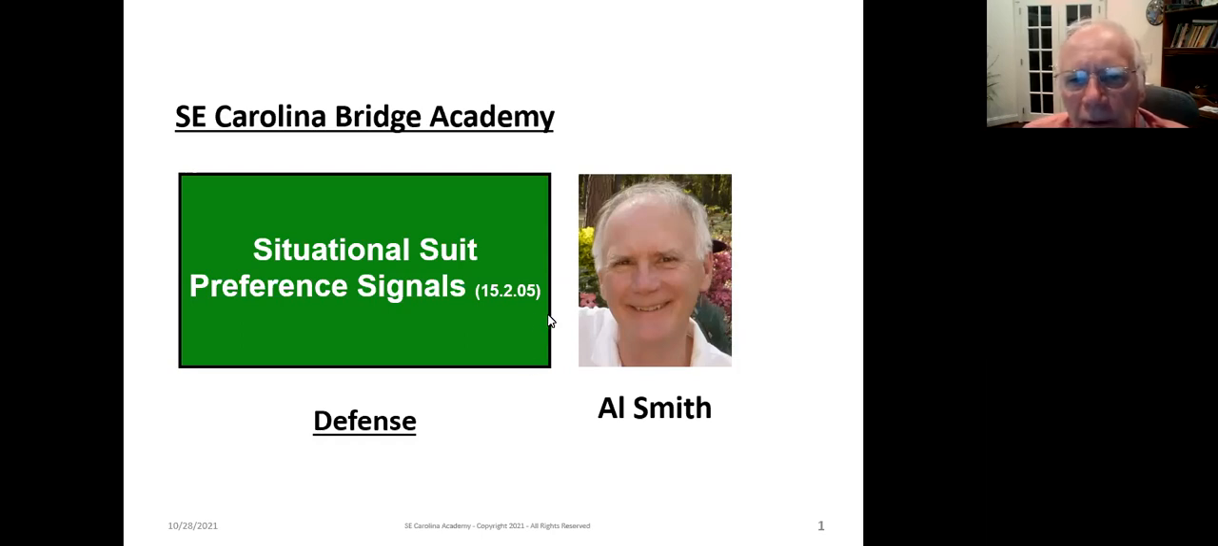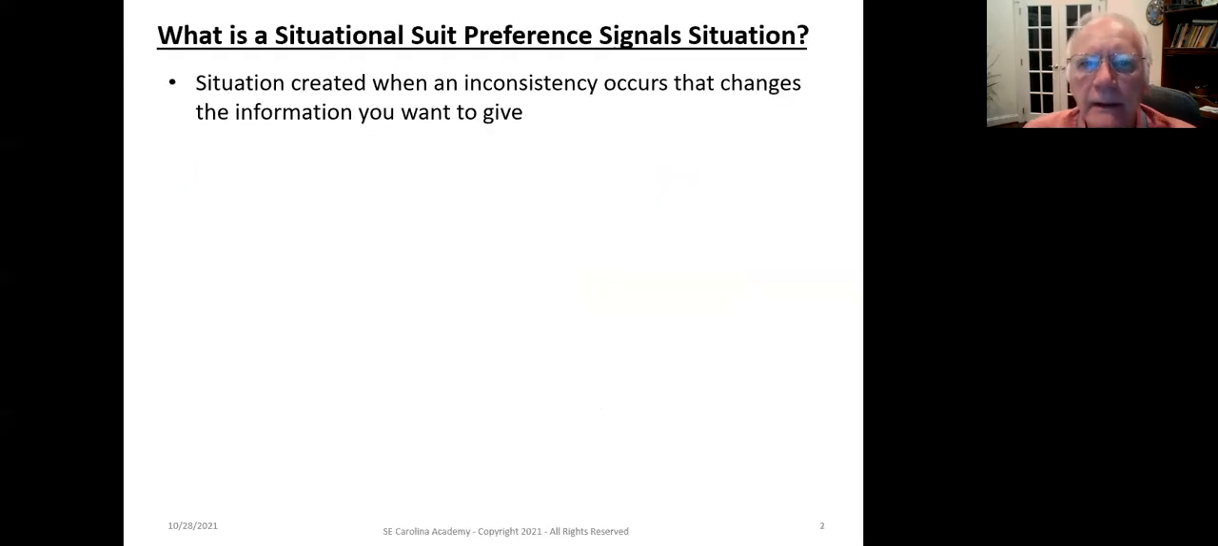Welcome to the fifth lesson in the second segment of the defense course. Today we're going to talk about situational suit preference signals. Last week we talked about suit preference signals on your first discard. This week we're going to talk about suit preference signals that occur in special situations. There's actually quite a few of them, and this is a quite valuable technique. So let's go ahead and get started.